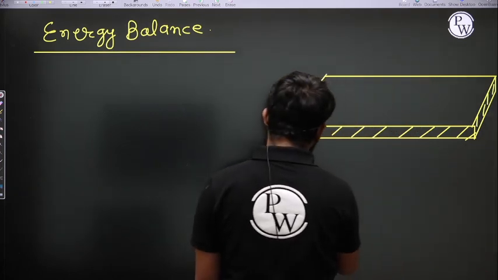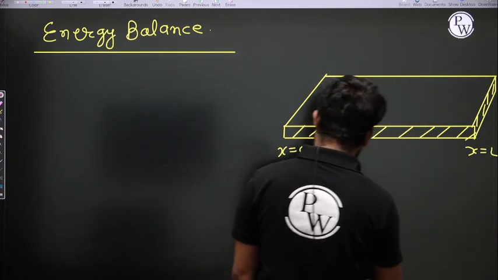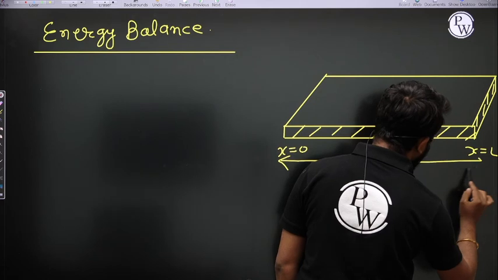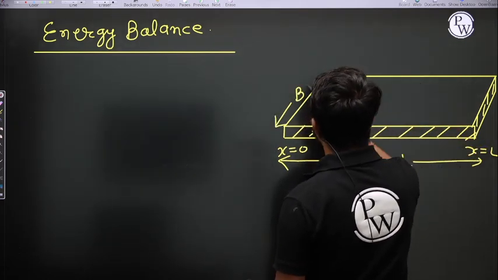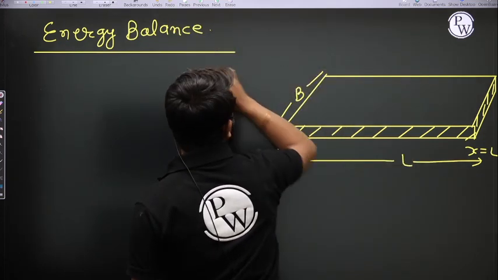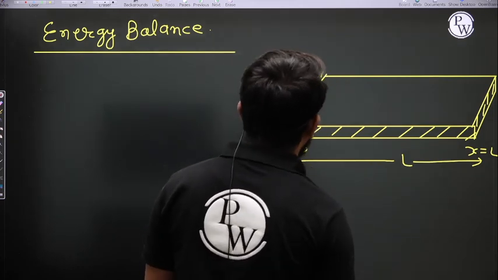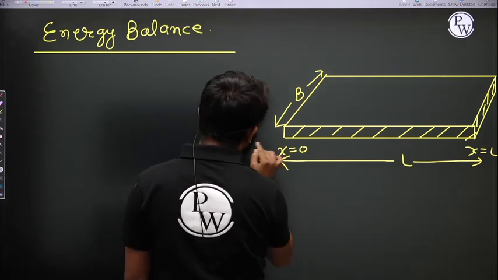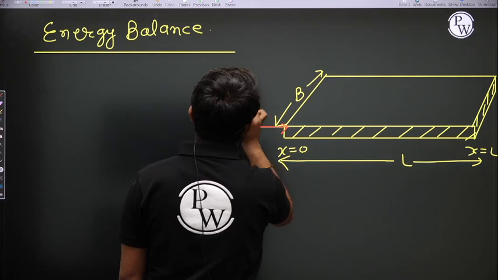So again, this is x is equal to 0. This is x is equal to L. The complete length of this plate is L. The width is B. If you draw the coordinate system, this is the x direction along the plate, and perpendicular to the plate, the y direction.